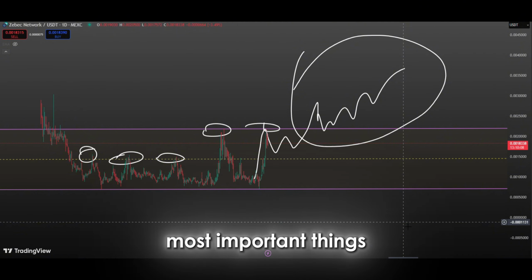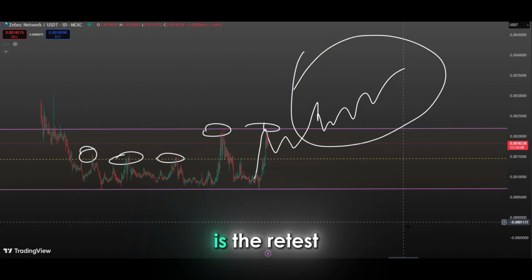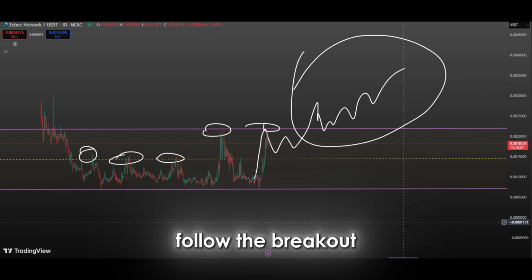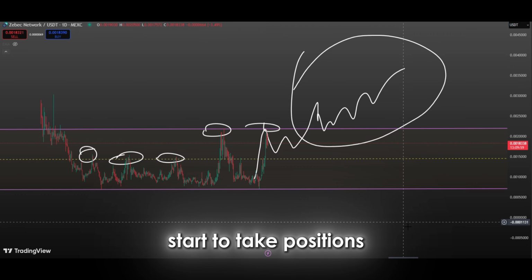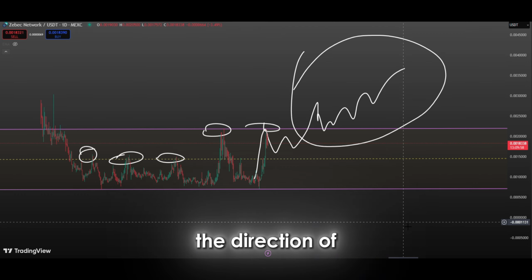One of the most important things to note at this point is the retest process that will follow the breakout. If the price breaks this resistance to the upside, then retraces back down to this level, and then bounces back up from there, this indicates that the breakout has been confirmed, and the old resistance has now become support. This kind of retest move is often the start of a big move higher, as more traders start to take positions with confidence in the direction of the market.